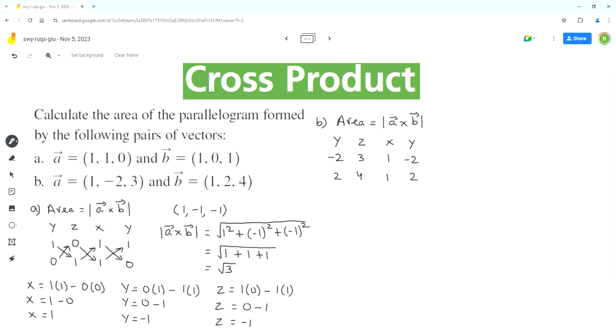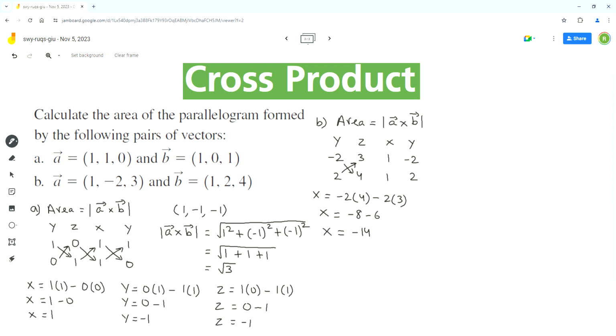Now we can find the x, y, and z components of the cross product of these two vectors. So let's start with the x component, and we should cross multiply the y and z components. So we start with -2 times 4 minus 2 times 3. So I get x equals -14.